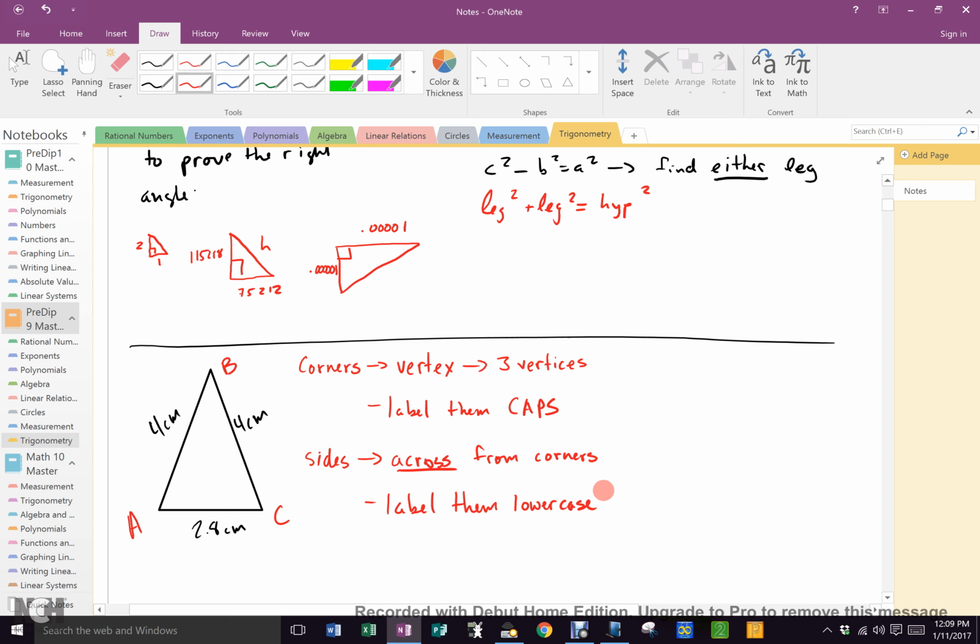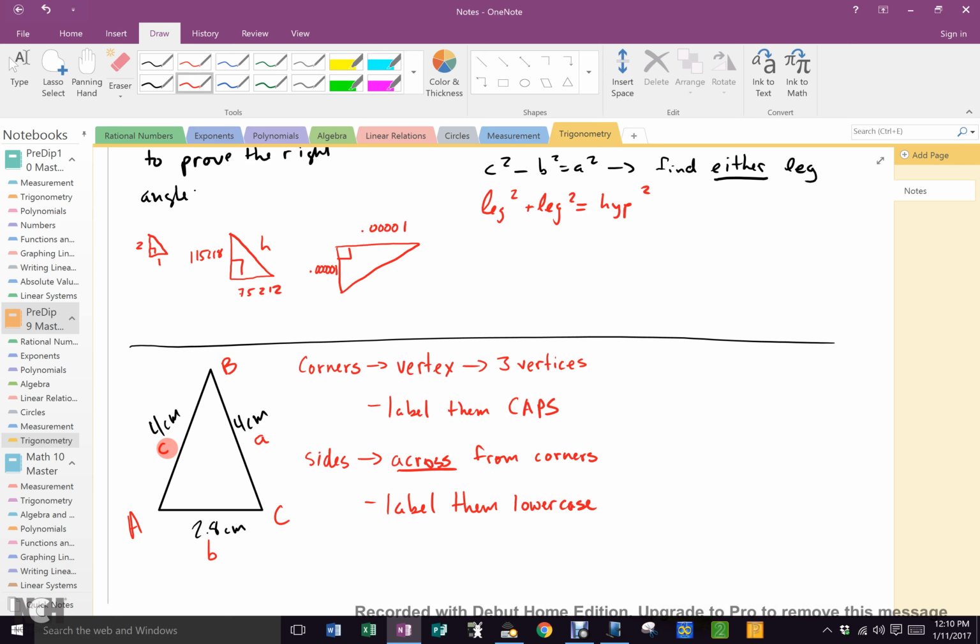Okay? So this is my corner, my vertex A. What name will this little side get? Or this side, I mean. Little a. What will this side be? Little b. What will this side be? Little c. Is everybody good with those two pieces of knowledge?